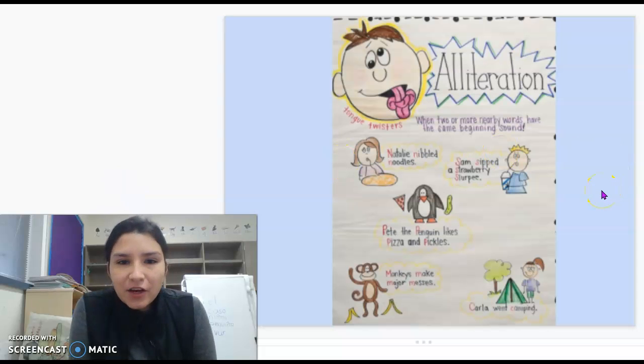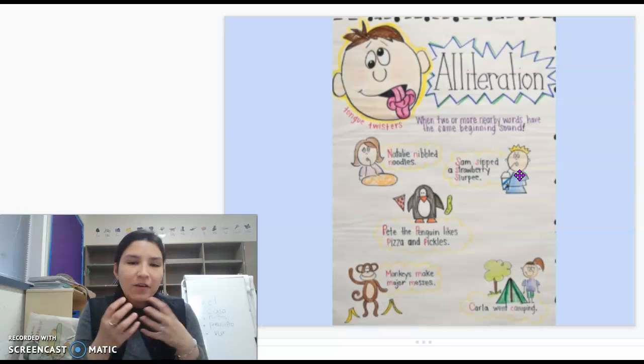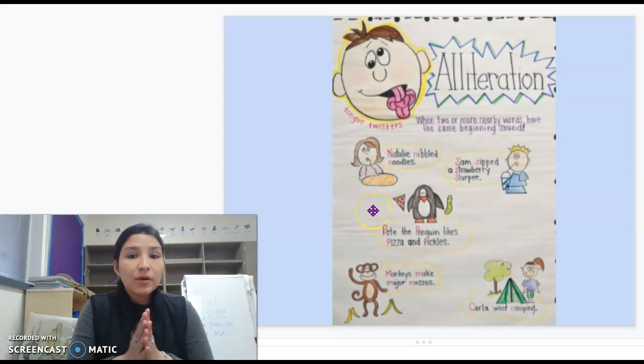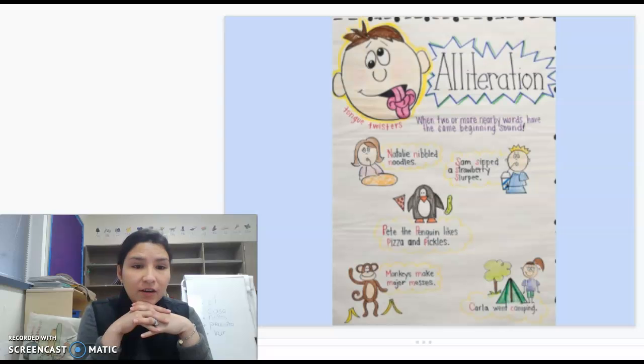Alliteration. So, see right here? I actually have this little anchor chart in my classroom. Tongue twister. No, your tongue's not going to actually get twisted, but like I said earlier, when you say these sentences, if you say them a little quickly, your words get all fumbled up, right? And it's hard to say. Okay. Natalie nibbled noodles. So these are examples, right? I'm going to go over each one of them. I want you to tell me the letter that the alliteration sentence is focusing on.